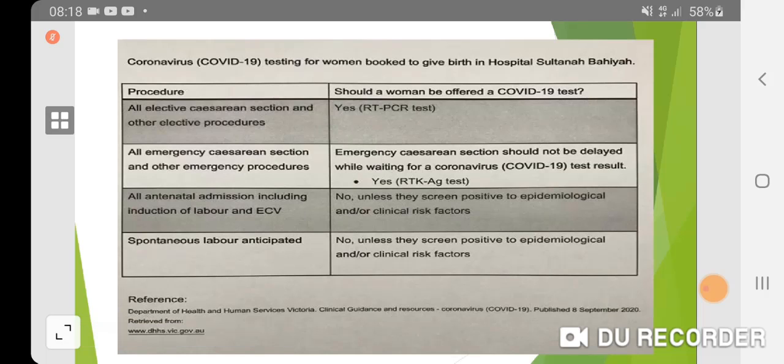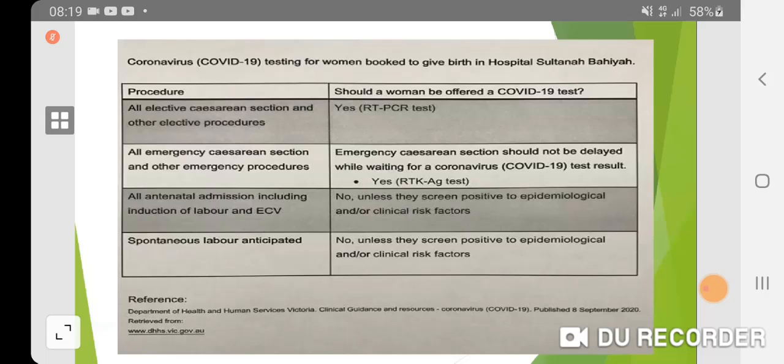Okay, these are the criteria for taking the COVID test. For the procedure, for all elective general section or other elective procedures, we should take the RT-PCR for all these kinds of patients. For the emergency general section or any emergency cases, we should take the RTK antigen test. No need to take the PCR.